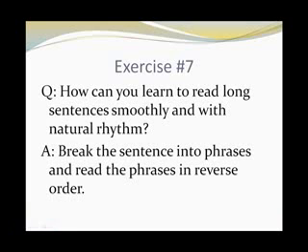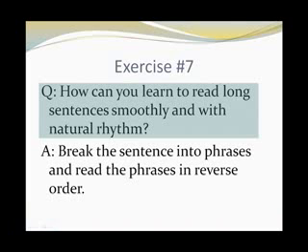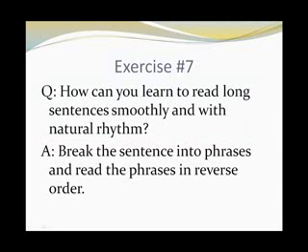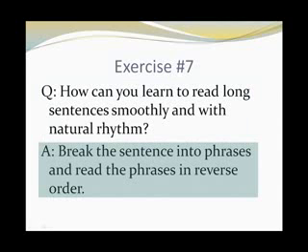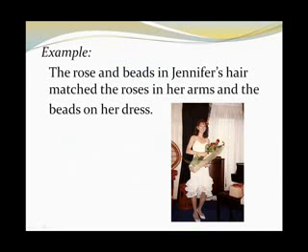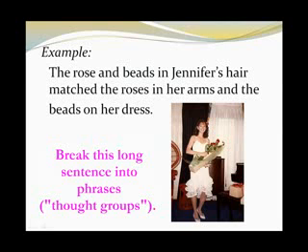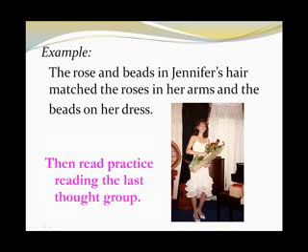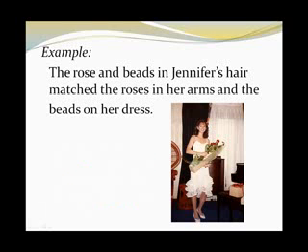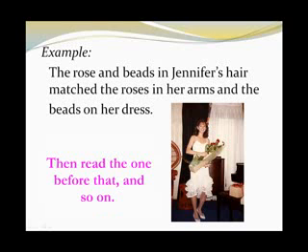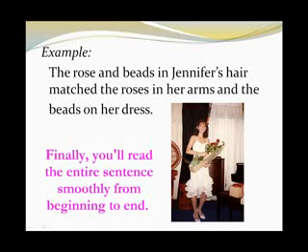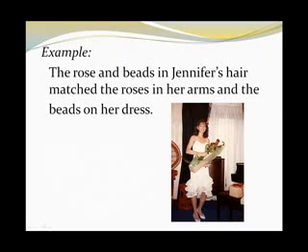Exercise 7. How can you learn to read long sentences smoothly and with natural rhythm? Answer: break the sentence into phrases and read the phrases in reverse order. Example: this is a long sentence, so what you might do is break it into thought groups and then practice reading the last thought group, the one before that, and then the one before that. Finally, you'll read the entire sentence smoothly from beginning to end. Let's practice doing that together.